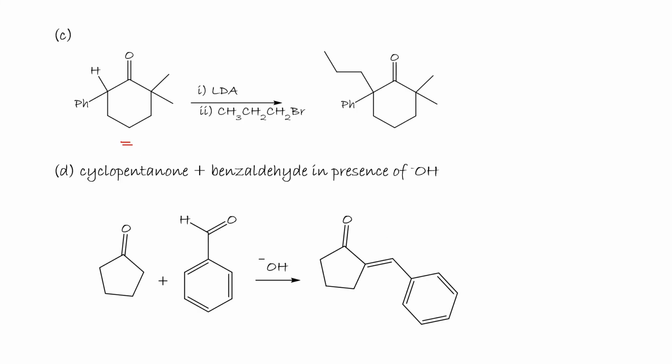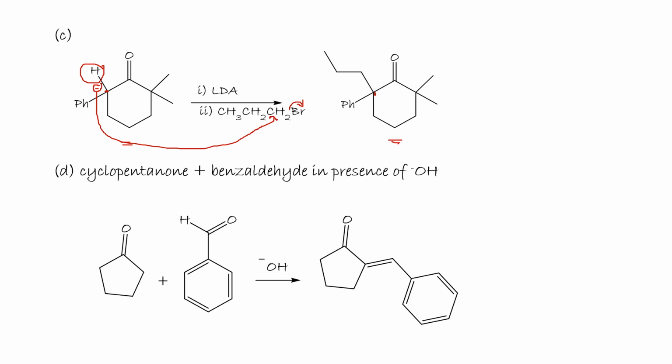This compound with lithium diisopropylamide followed by propyl bromide. Here we have the alpha position with lithium diisopropylamide. This will be negative, then attacks on this carbon, getting the bromide out, so this will be the product.